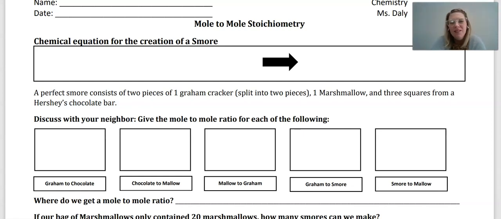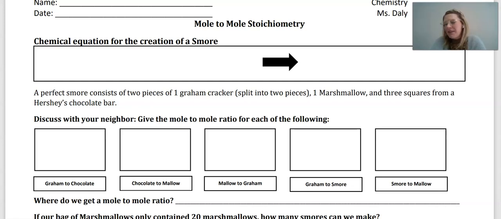Today we're going to be talking a little bit about one of my favorite topics called stoichiometry. The term sounds a little bit scary, and I think a lot of students look at it and get really nervous by it, but I have to say we're going to make it nice and easy, and we're going to talk about stoichiometry today in terms of s'mores.